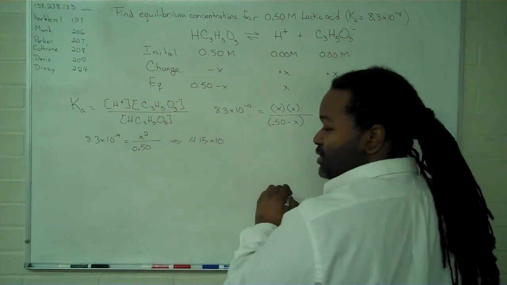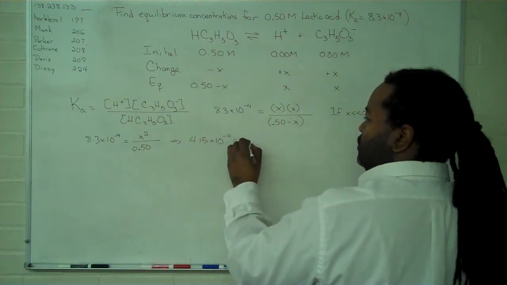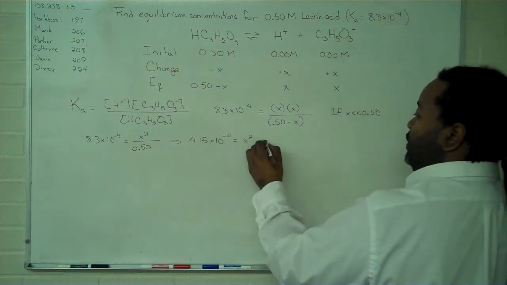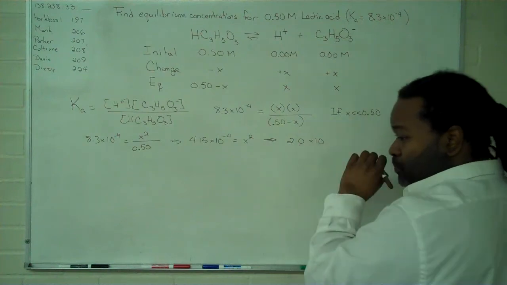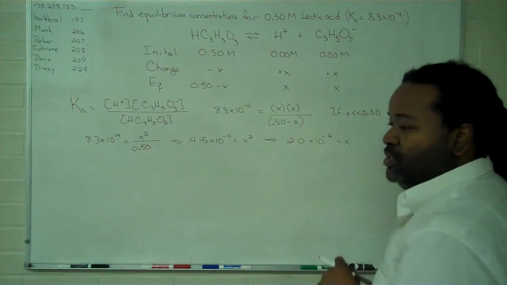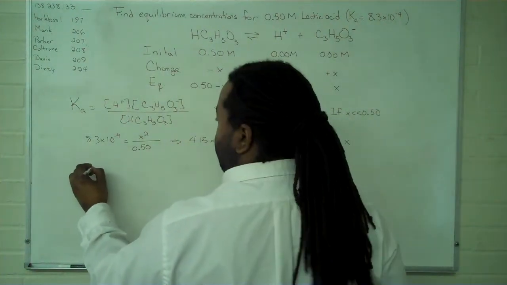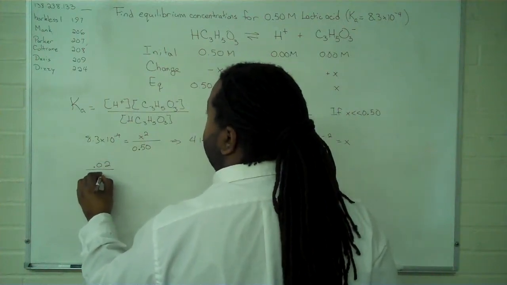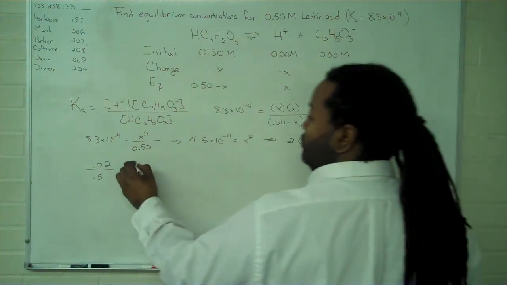Now, neglecting that allows us to simplify the math greatly, and we're left with 4.15 times 10 to the negative 4 equals x squared, and that means taking this out, we get 2.0 times 10 to the negative 2 for our value of x. And so now all we have to do is compare this, and we find that 0.02 divided by 0.5 is going to give us 4%.